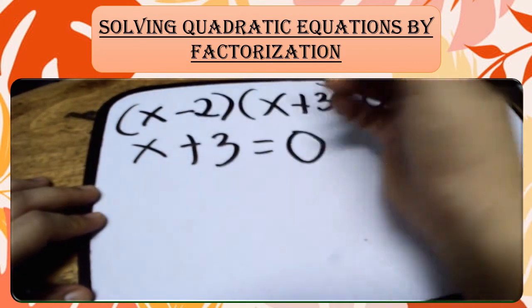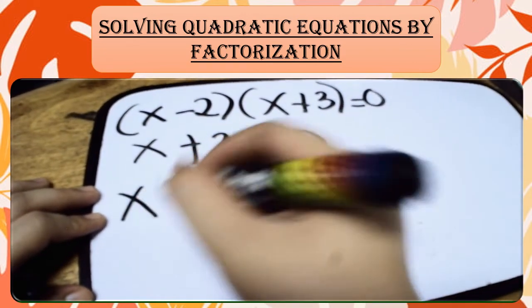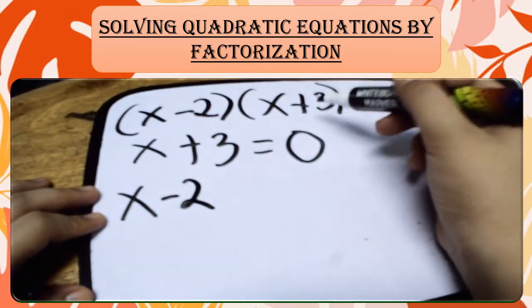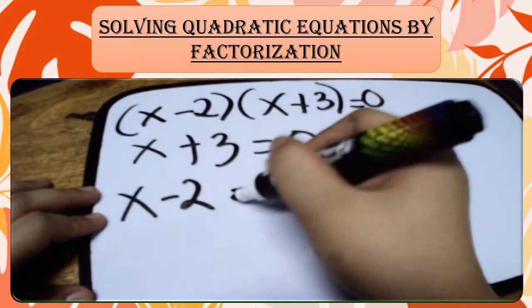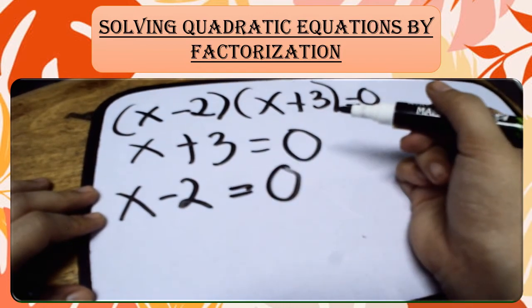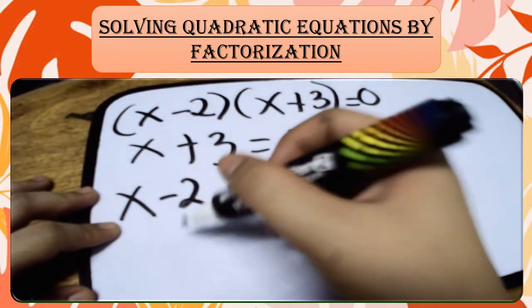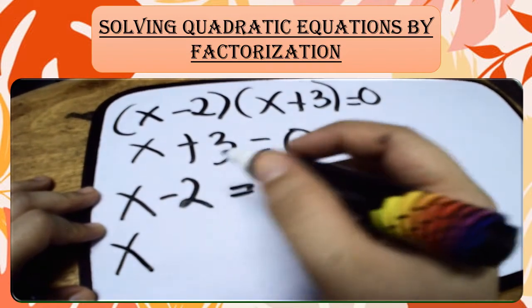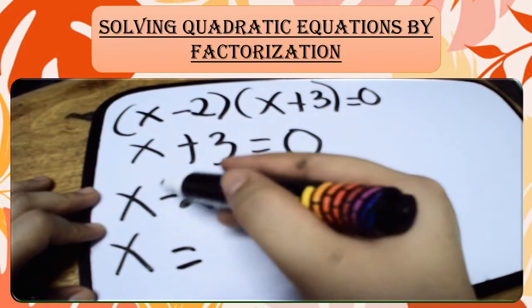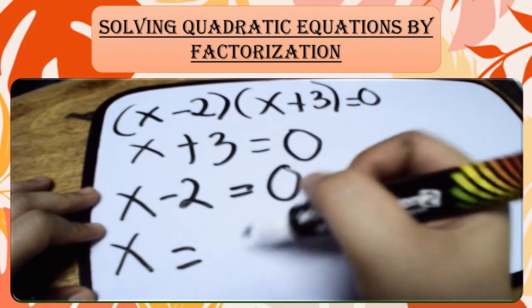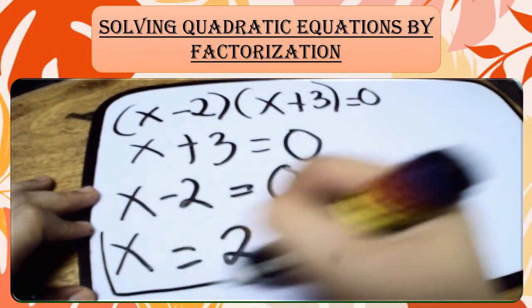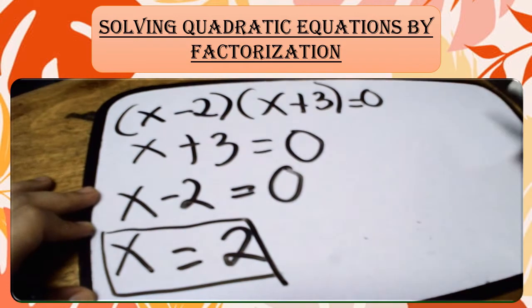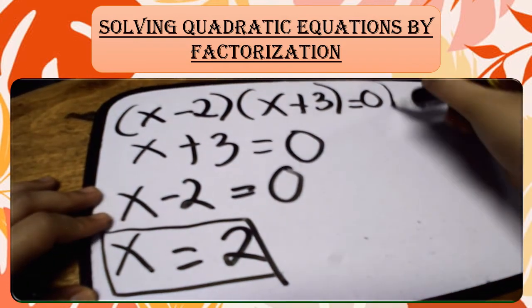So copy x minus 2. Since x plus 3 is 0, proceed to equal to 0. Next, transpose negative 2, positive x is equal to negative transpose, it will be positive 2. Therefore, x is equal to positive 2.